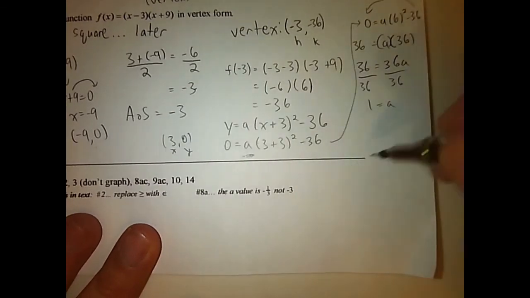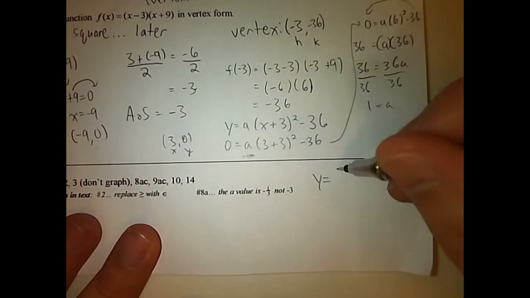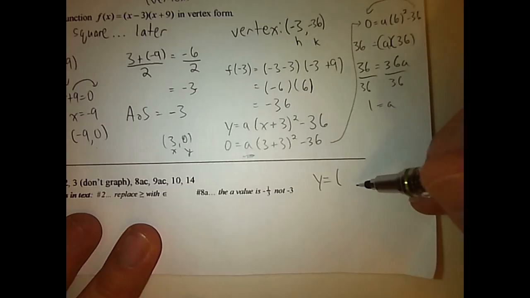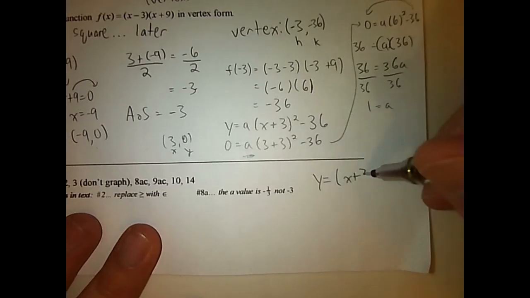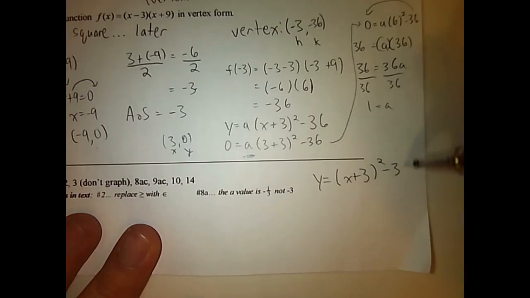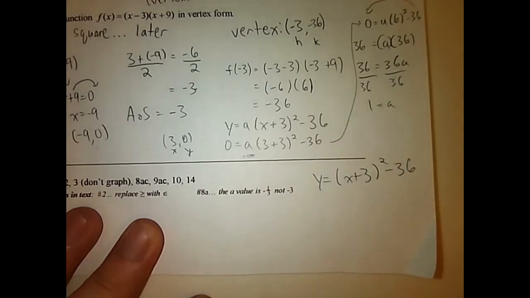So my answer is just y is equal to x plus 3 squared minus 36, and you can put a 1 there if you want. That's pretty much it.